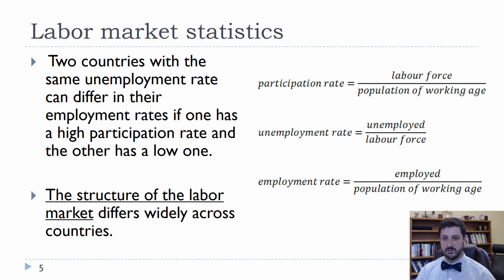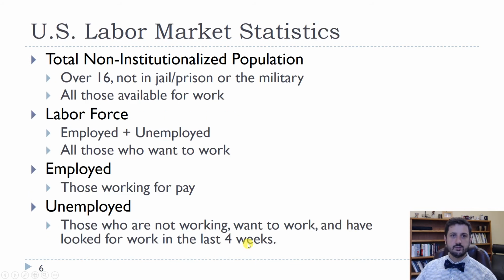So they have some examples, for instance, comparing some of the Nordic countries to some of the Southern European countries, where the Nordic countries seem to have much better institutions in terms of keeping the unemployment rate lower, keeping the employment rate higher than some of the Southern European countries. So if we look at the United States, the way we frame these populations is just a little bit different.